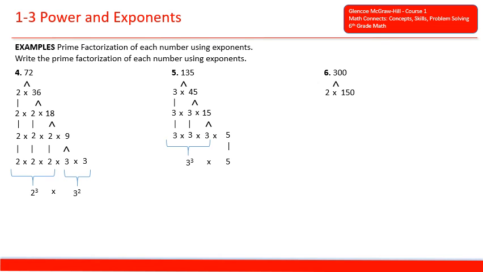Number 6, 300. So I started with 2 again, because I'm looking for the lowest prime number I can, so 2 times 150. Bring the 2 down, times 2 times 75. I'll bring the 2's down. So I can't do a 2 now, right? But I can do a 3, which is the next lowest prime number, times 25. I'll bring down the 2's and the 3. And then I'm going to do 5 times 5. So now I have 2 squared times 3 times 5 squared.